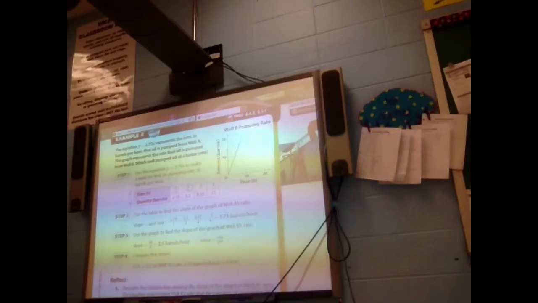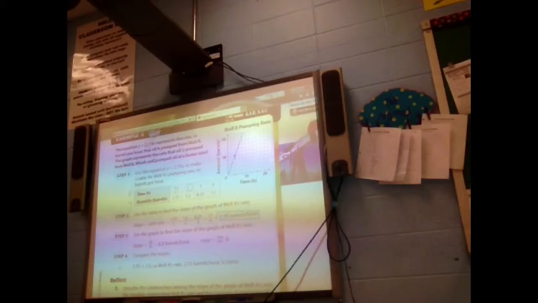So then to find out our barrels per hour, we do our y over our x. We see that's constant. And well A can do 2.75 barrels per hour, which also happens to match our slope. The first one, we need to find the slope for our graph here. So we're going to do our y over our x, and we get 2.5 barrels. Or we could have done rise over run, and get the same.